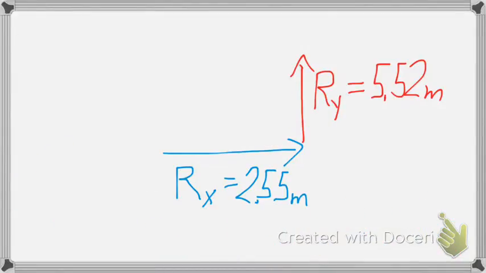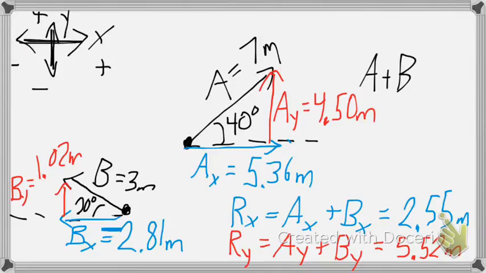So I've drawn these resultant vectors here. Our x being 2.55 meters to the right, our y being 5.52 meters up. And I just realized I did not do this to scale at all. So I'm sorry about that. Now what is the final answer though? What is the sum of vector A plus vector B? A is 7 meters up and to the right, B is 3 meters up and to the left.